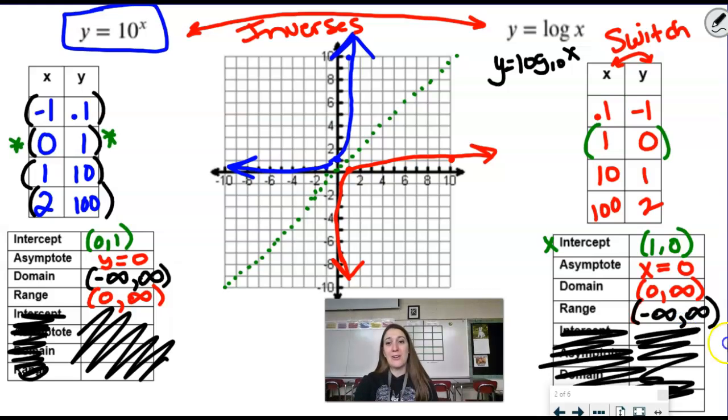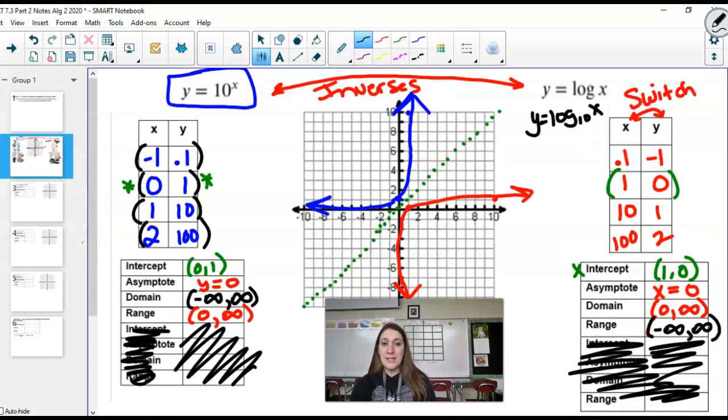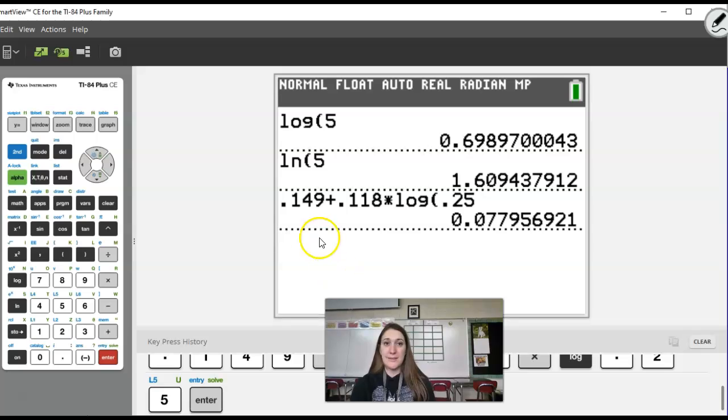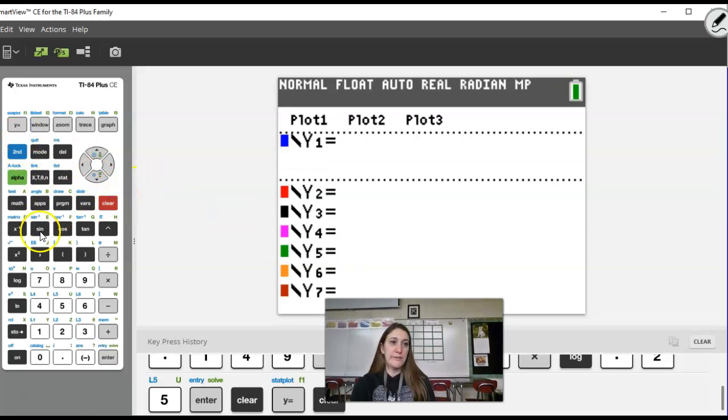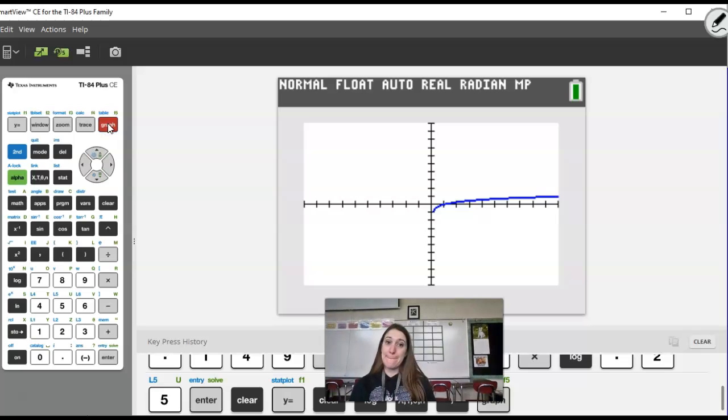Okay, let me show you what the calculator does. So if I tried to type the common log of x and graph it, let's get rid of that old stuff. All right, so type common log, which is log, and then x. Remember, that's base 10. That's what my calculator thinks it looks like.